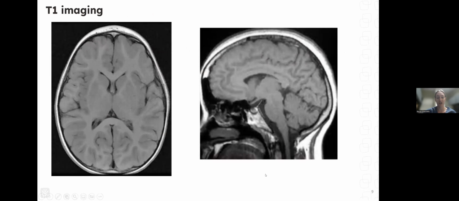So these are just some pictures of normal T1 sequences. Again, you can see that gray matter is a little darker compared to the white matter. You have your CSF fluid, which is dark, and you have it at both axial and sagittal cross section. So this is to evaluate your anatomy the best. And that arrow that you can see here is pointing to the pituitary bright spot, which is also seen on T1 imaging.